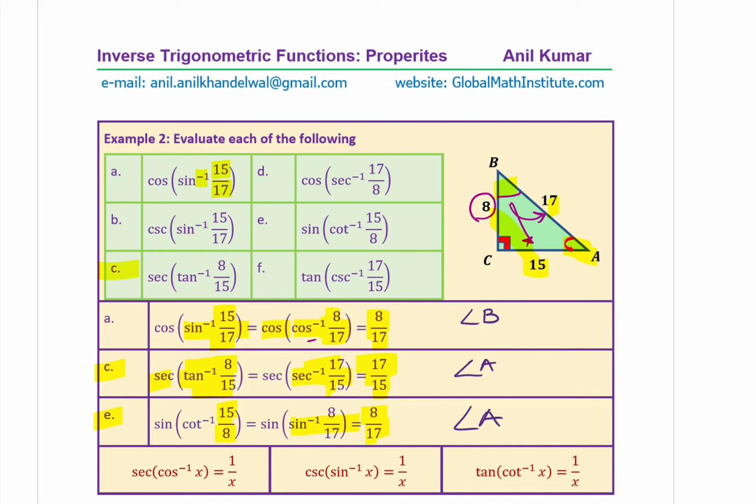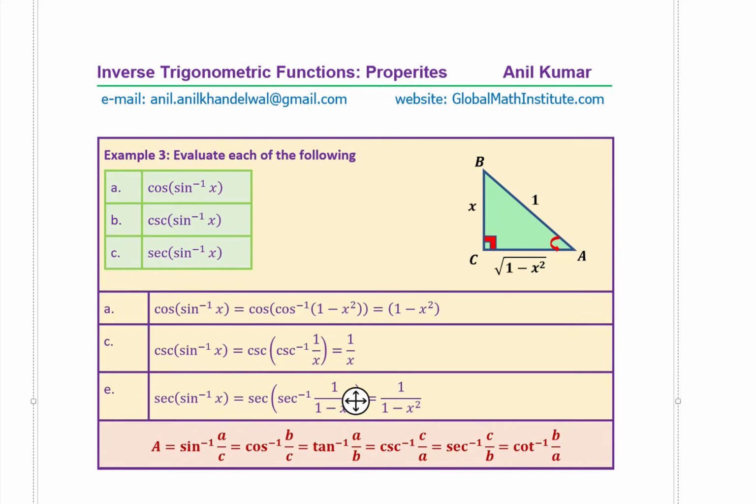Now here is what you're going to learn. Secant of cos inverse x is 1 over x, right? So whenever you do the reverse like this, you may check this result. Cosecant of sine inverse x will be 1 over x. Similarly, tan of cot inverse x will be 1 over x. So you can actually verify this with some examples.